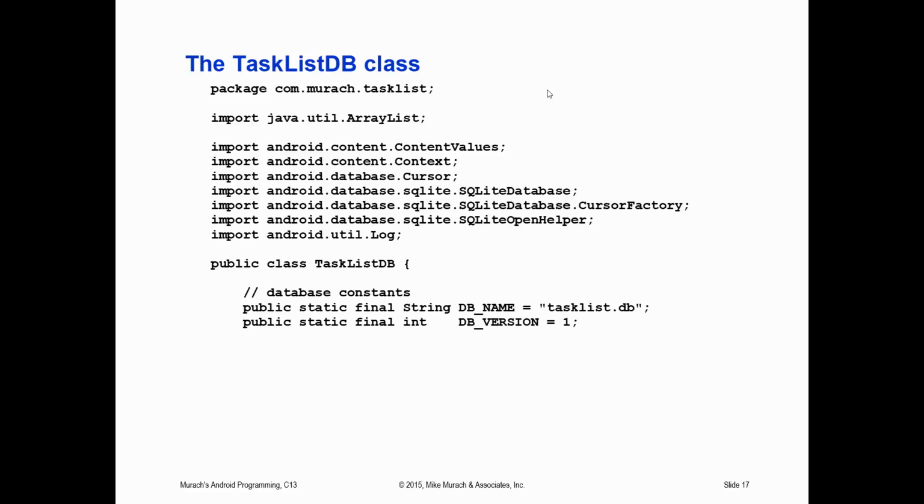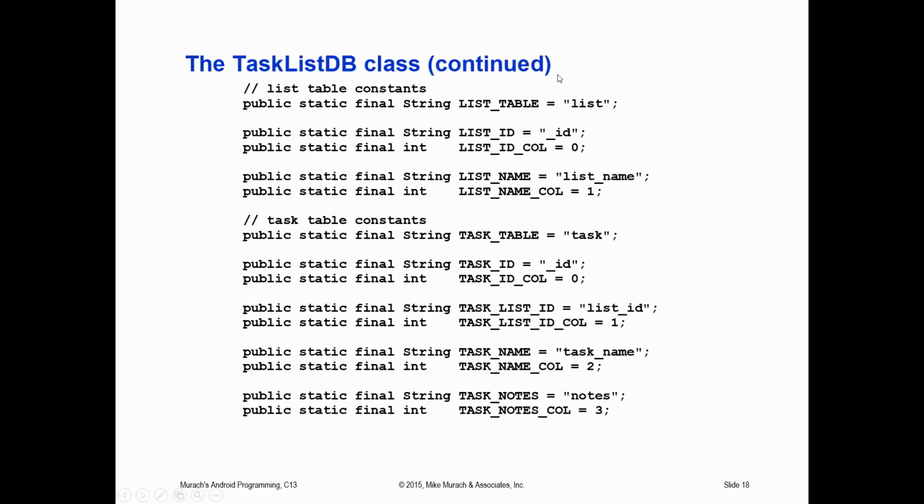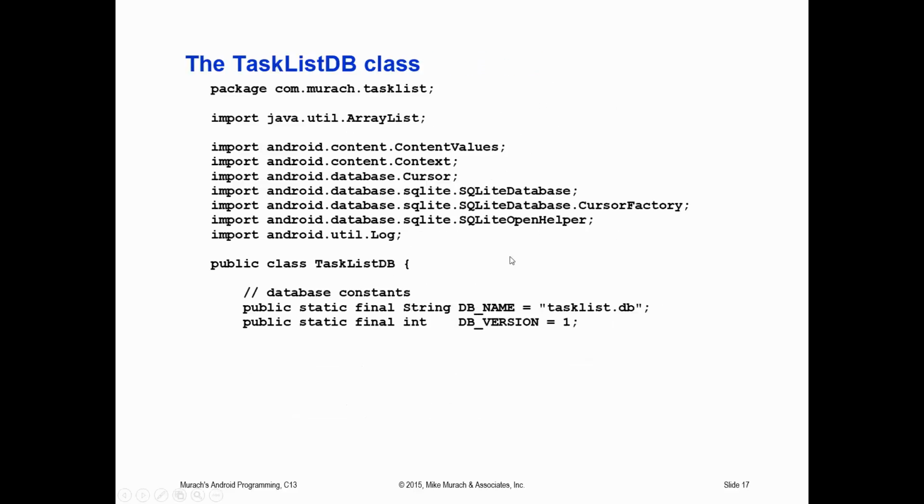Also, as you can see here with these constants, it's considered a good practice to define constants for the name and the version number of the database, and for the table names and the different column names and numbers. So, the task list DB class begins by defining constants for the name and version number. The DB version specifies the database version. It also defines the constants for the list and task tables, including the names of the tables, the column names, and the column numbers.